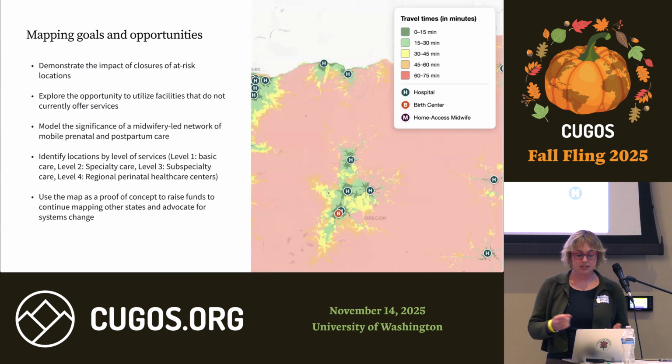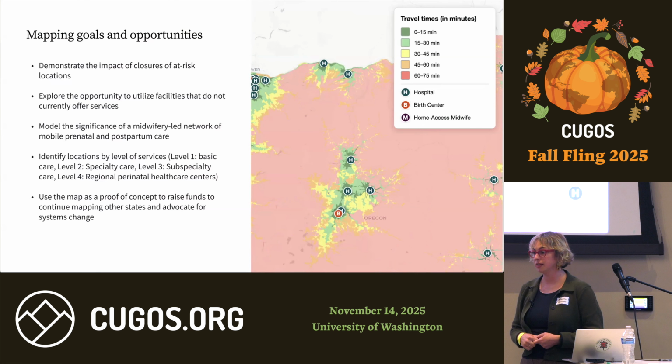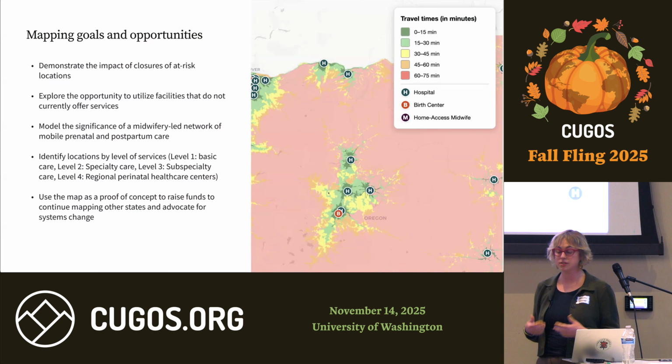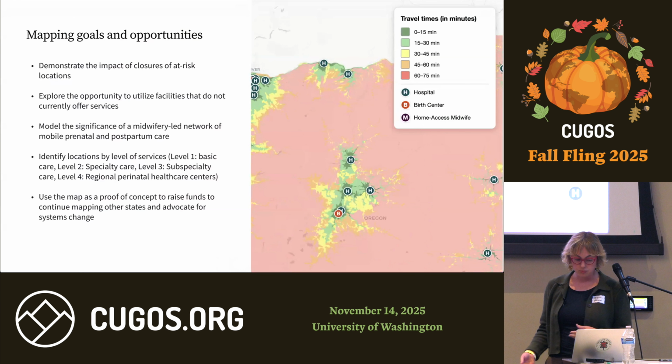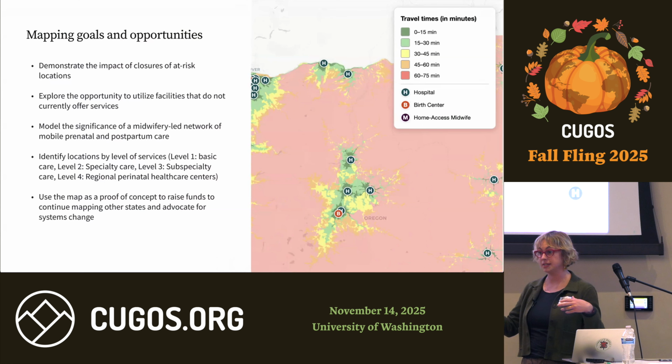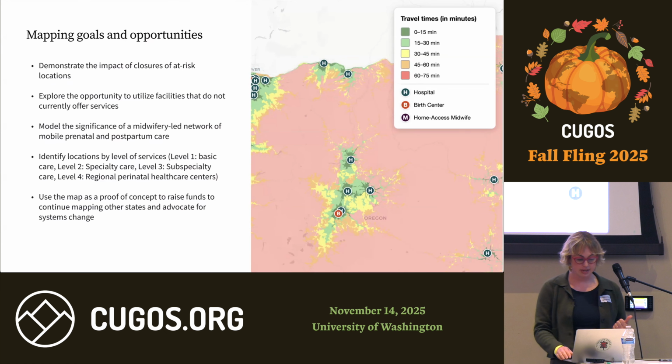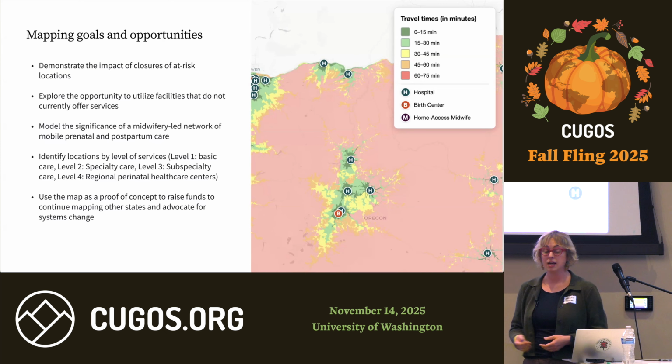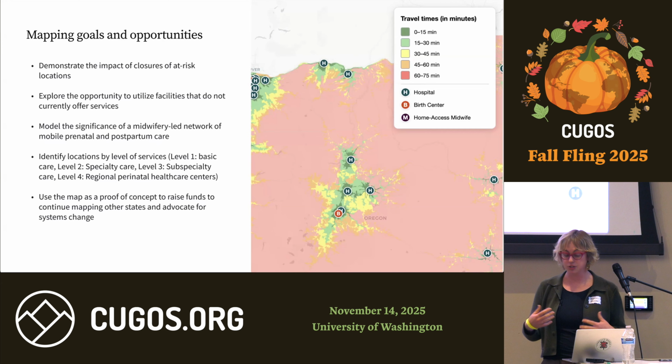The goals were to demonstrate the impacts of at-risk locations closing, to look at facilities that aren't currently offering labor and delivery services but could potentially offer it to expand access, and then also to potentially identify levels of service, like, for example, level 4 regional perinatal health centers. The closest ones to Oregon are actually in Seattle, UW Medical Center and Seattle Children's Hospital. And then also Uplift Lab wanted to use this to fundraise for more opportunities to continue mapping other states and to just bring resources and attention to this.